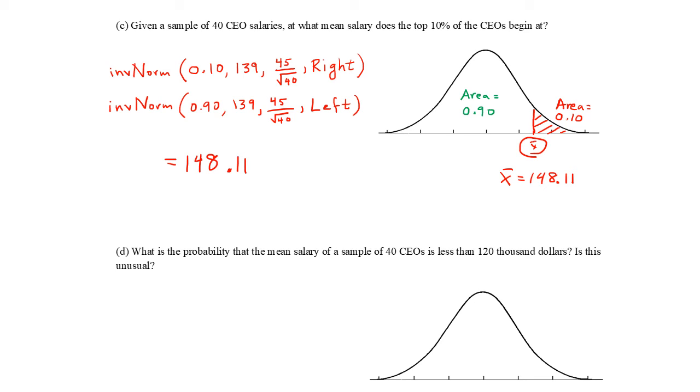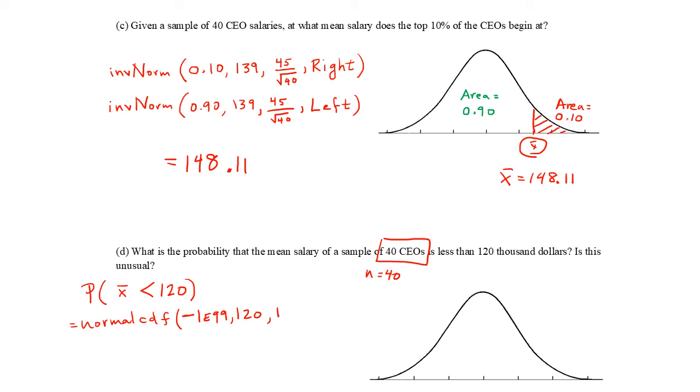What is the probability that the mean salary of a sample of 40 CEOs is less than $120,000? Is this unusual? So again, here we're taking a sample of 40 CEOs. So we're going to do the same sampling distribution as before. But now we're asking what's the probability that x bar is less than 120,000. So here we'll do normal CDF. The lower will be negative 1E99, the upper 120. The mean was 139 and the standard deviation was 45 over the square root of 40.